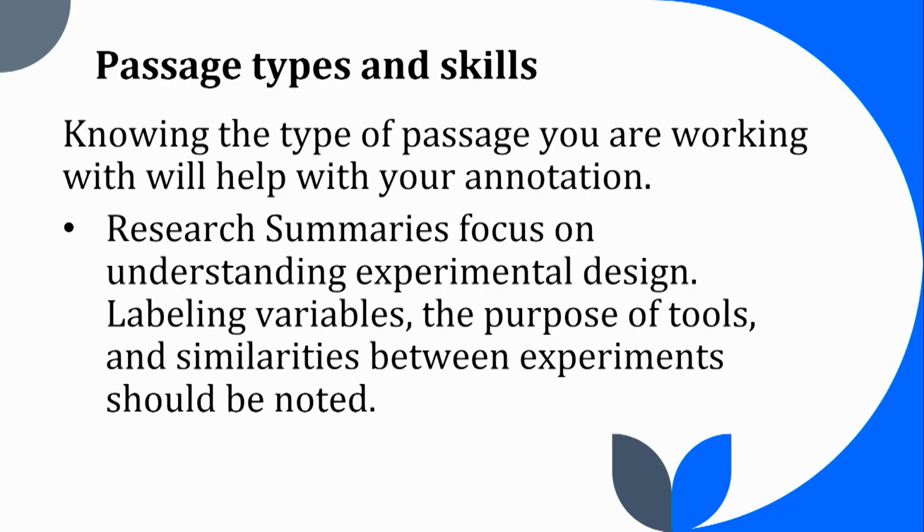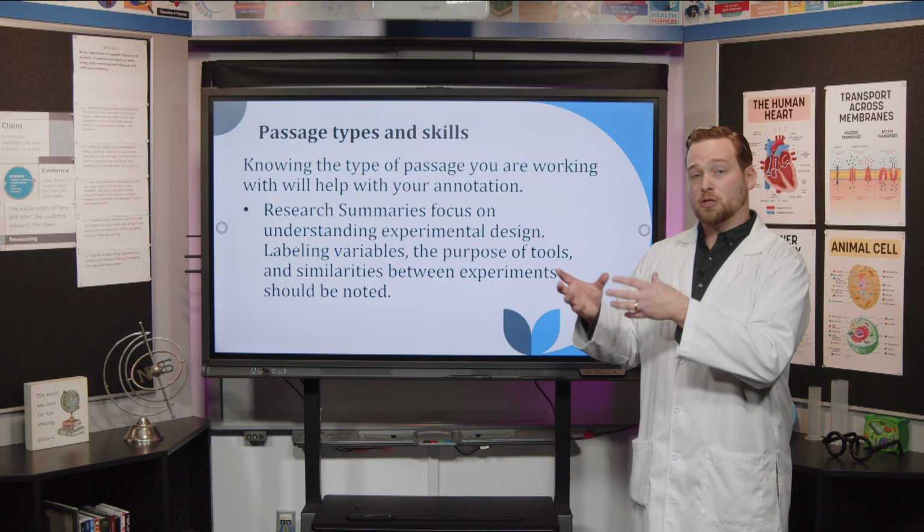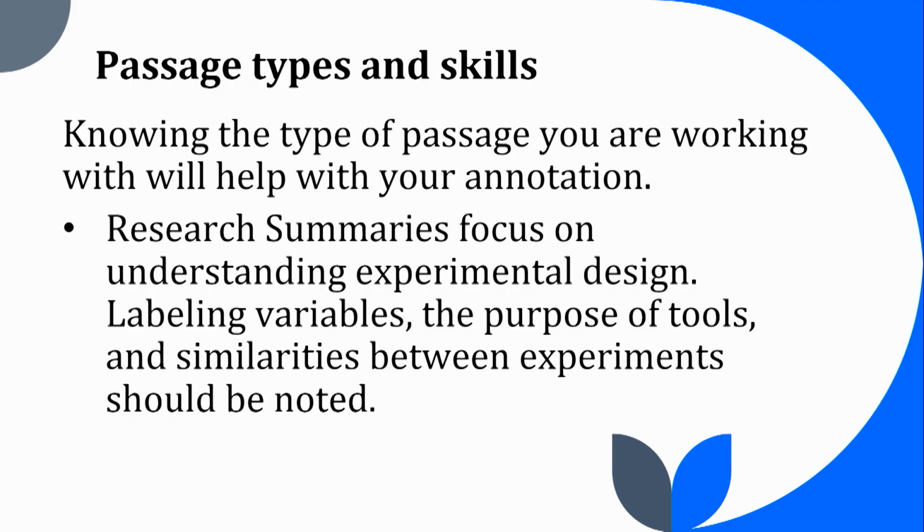Let's talk about the research summaries. Okay, so research summaries, there are 3 of these on the science portion of the ACT. These are middle length, so they're not as short as the data representation. They're not as long as the conflicting viewpoints. Like the name suggests, research summaries, they are summarizing a real experiment that was done in the scientific community, and they're summarizing that research. Okay, these passage types focus on understanding experimental design, labeling variables, and the purpose of tools, as well as similarities between experiments.